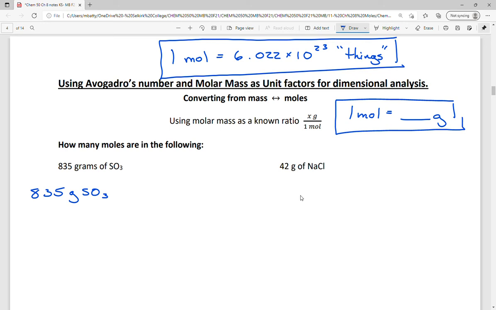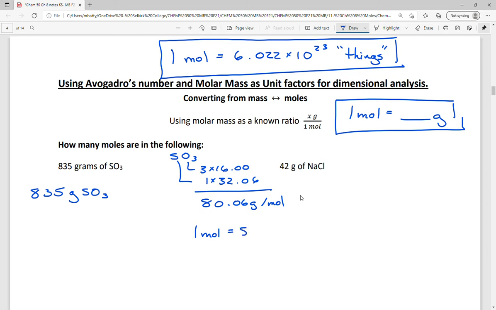So in this, the molar mass of SO3 is 3 times 16.00. I was looking at the wrong page. And 1 times 32.06 for a molar mass of 80.06 grams per mole. As a unit factor, that means that 1 mole of SO3 is 80.06 grams. That's going to be our unit factor. So if we want to use this to figure out how many moles there are, I would have 1 mole on the top and the grams on the bottom.